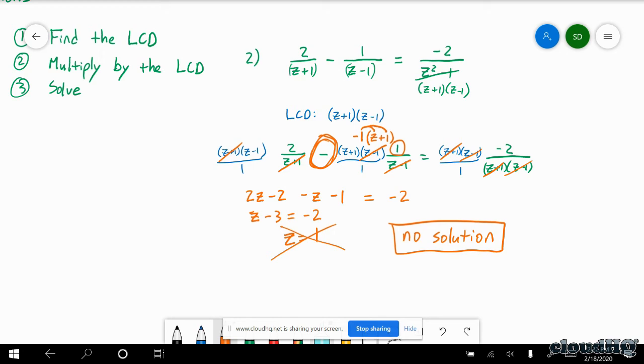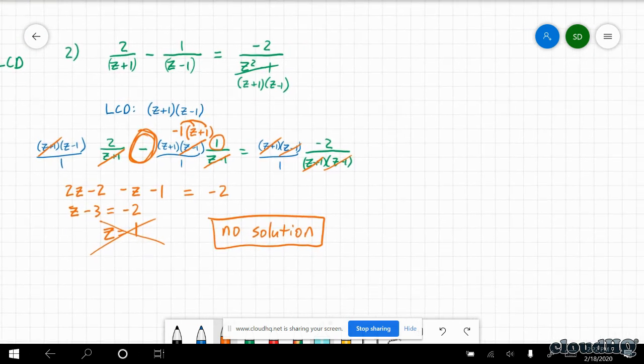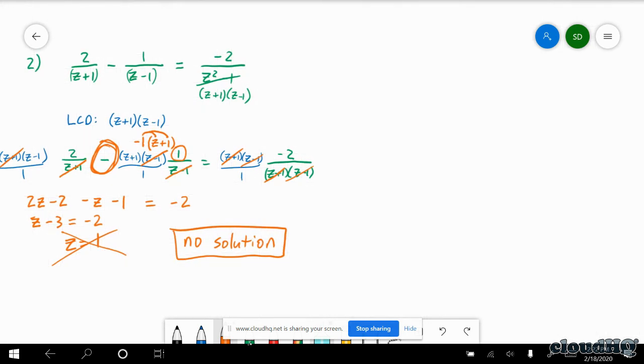And we're going to do one last example. That will be the end of our notes for today. For our last example, we're going to take a look at 7n over 3n plus 3 minus 5 over 4n minus 4 equals 3n over 2n plus 2.